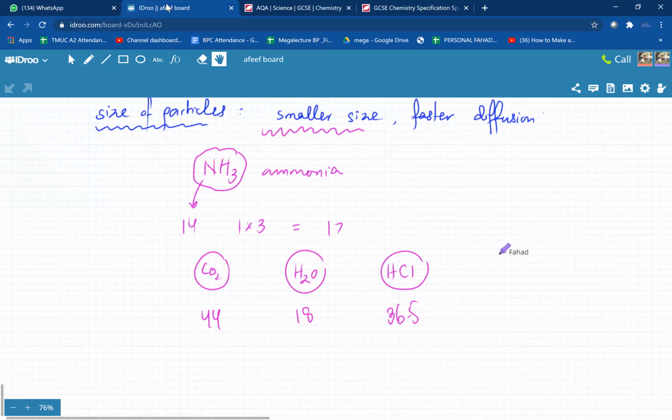And let's pick a slightly bigger molecule. CH3COOH.